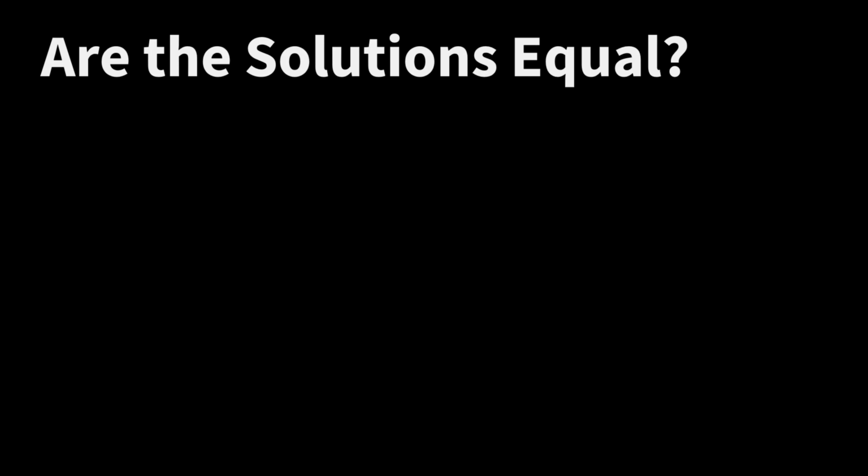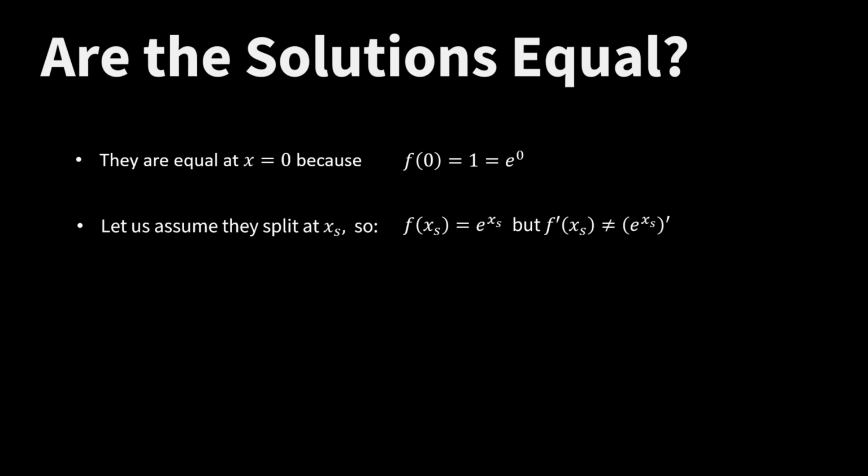Now we want to know whether these two solutions are equal. Is e to the power of x equal to our polynomial for all x? Well, let's check. At the position x equals 0, they are the same. Our polynomial at x equals 0 is 1 because we chose a0 to be 1. E to the power of 0 is also 1, so they match at the position x equals 0. The question is, do they ever split at some point?